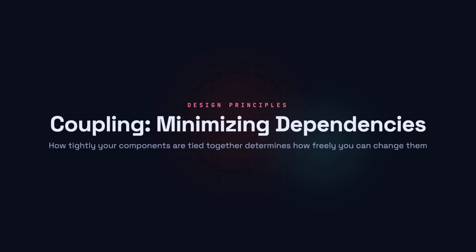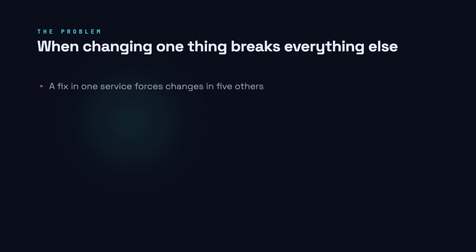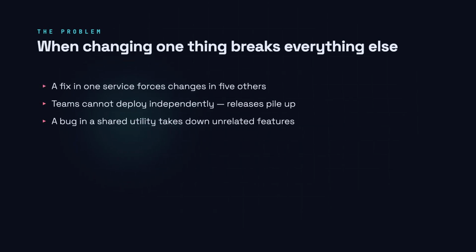Every system is made of parts, and those parts have to talk to each other. But how closely those parts are tied together turns out to be one of the most consequential decisions in software architecture. In this video, we explore coupling, what it is, why too much of it is dangerous, and how to deliberately reduce it.